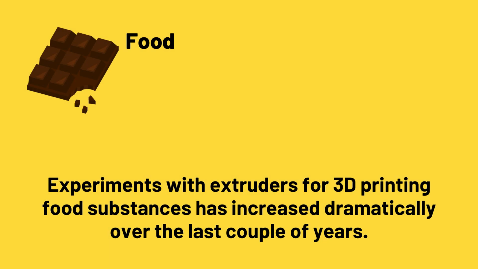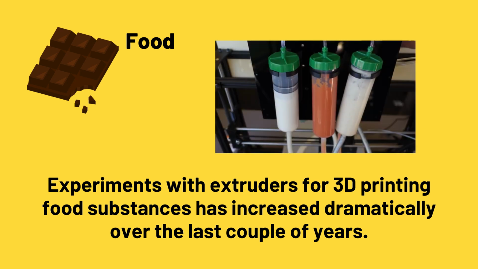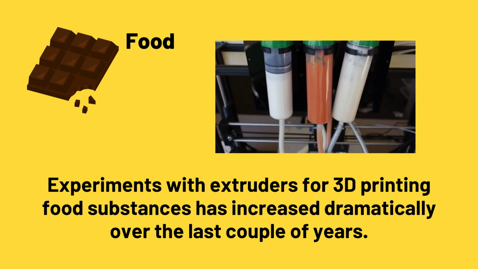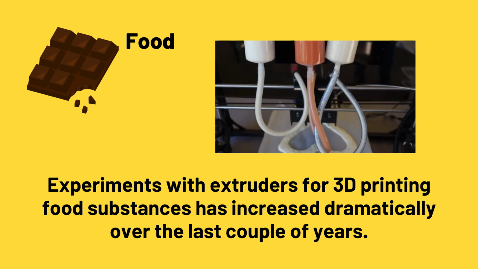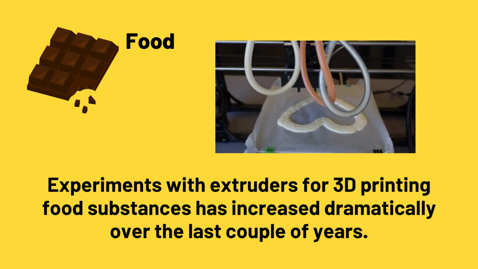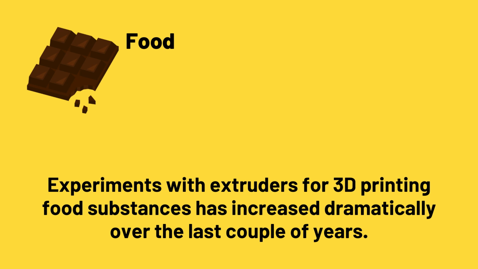The next 3D printing material is food. Experiments with extruders for 3D printing food substances have increased dramatically over the last couple of years. Chocolate is the most common one. There are also 3D printers that work with sugar, and some experiments with pasta and meat are under way.